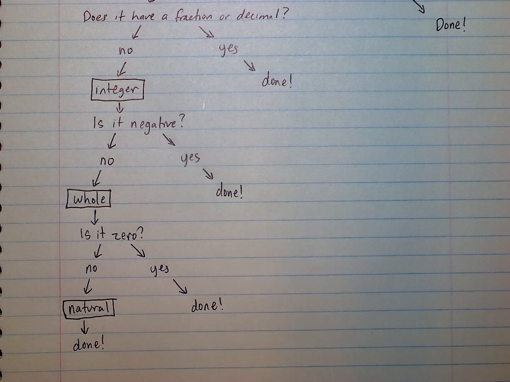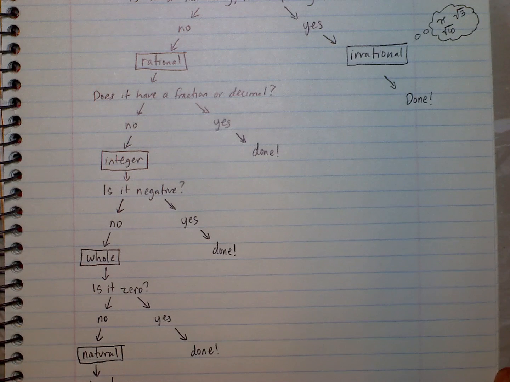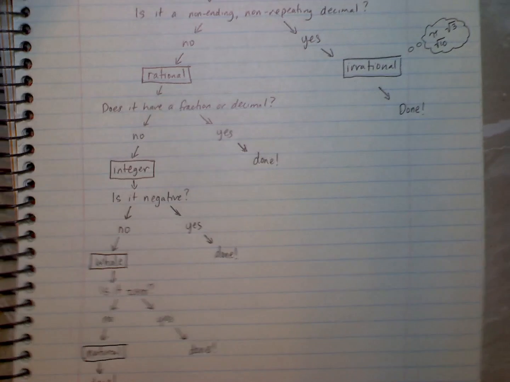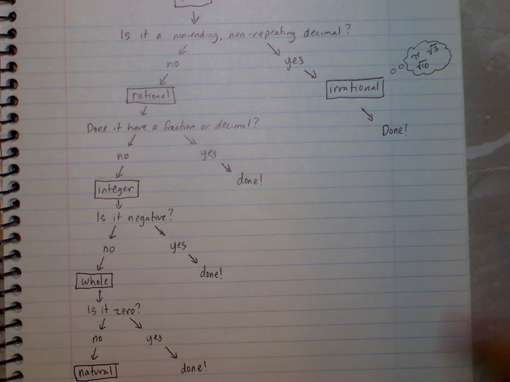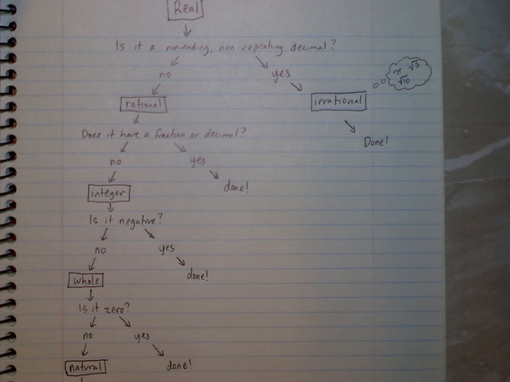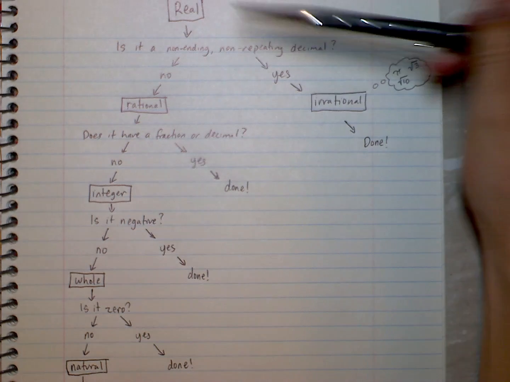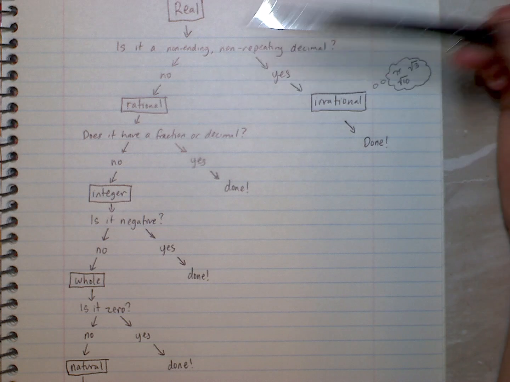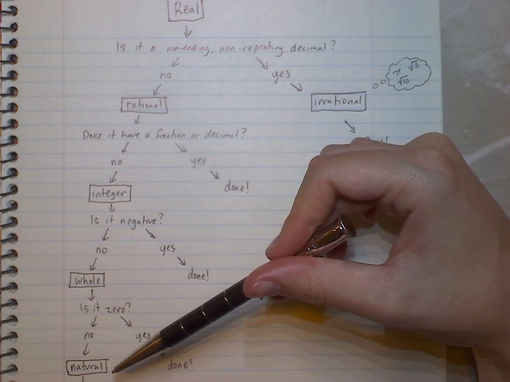So notice with this flowchart, let's zoom out, take a look at it. We're done no matter which way we go at some point. The question is just, how many words are we going to describe our number with before we're totally done, right? And so in some cases, our number is just real and irrational, or real and rational. In some cases, our number is real, rational, integer, whole, and natural, okay?